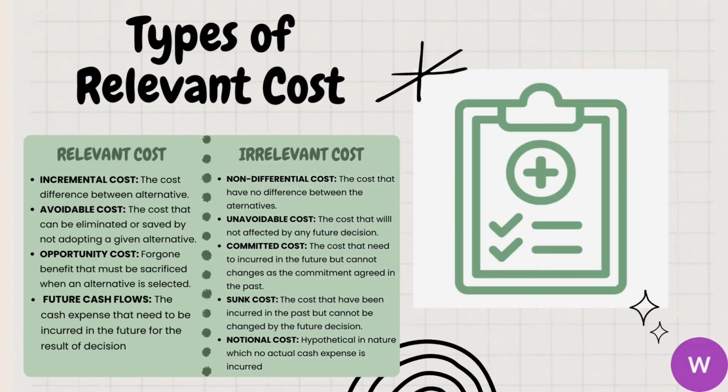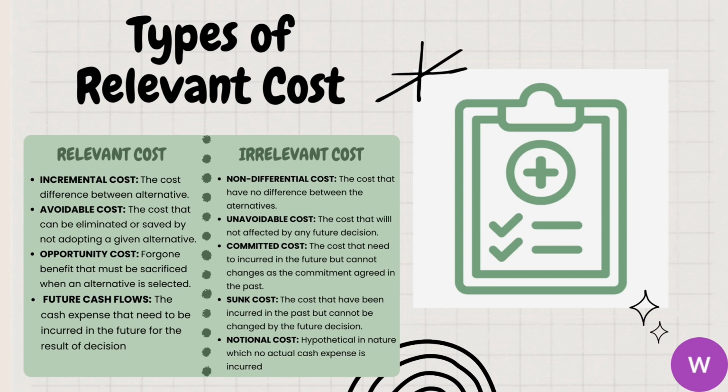There are two types of cost. First is relevant cost and second is irrelevant cost. For the cost to be relevant, it must be a future cost. And costs that have been incurred are considered irrelevant. They do not affect future costs and cannot be changed by any current or future action. Let's look at the examples.